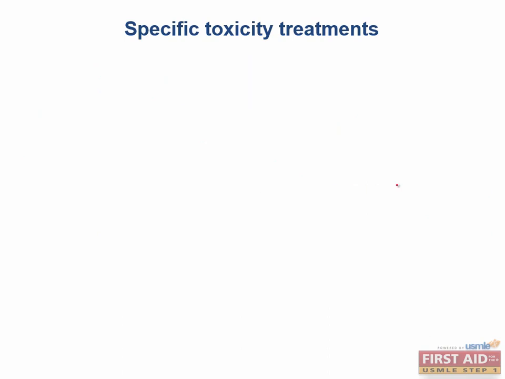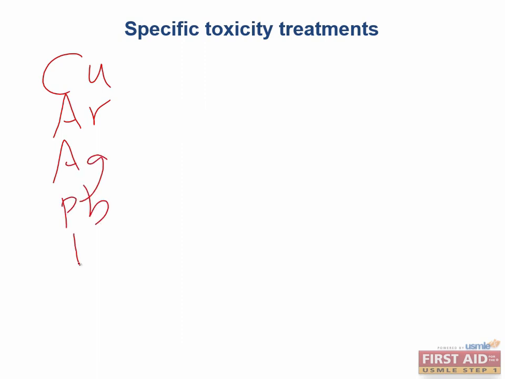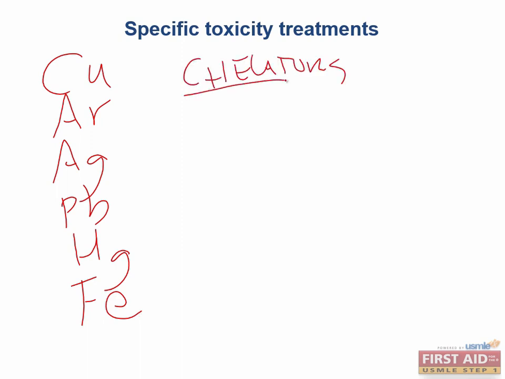Copper, arsenic, gold, lead, mercury, and iron, let's group all of these heavy metals into one because all heavy metals can be neutralized by chelators. Chelate is Latin for claw. Now chelators find a heavy metal, any of these, and bind to it like a death claw. The type of chelator depends on the chemical properties of each heavy metal.